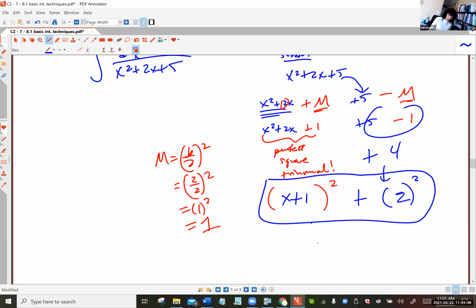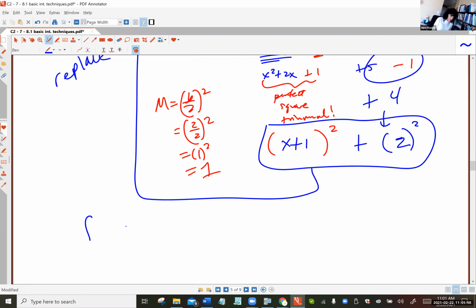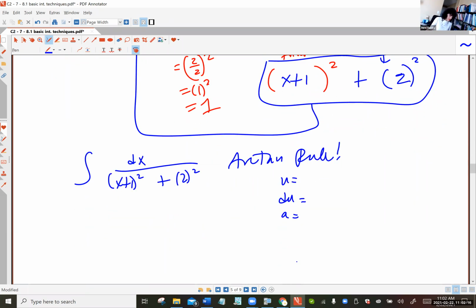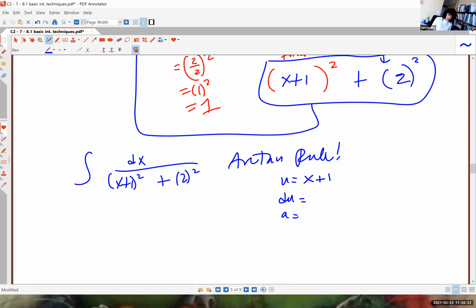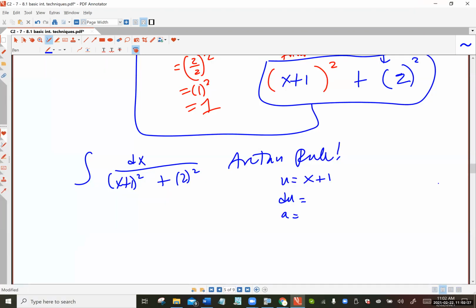So I'm going to replace this denominator with its equivalent, which looks prettier. It's going to be more helpful for me to do the integration. Why? What rule of integration can I use right now? Arctangent. Yep. You got it. So that means you need to tell me the u, the du, and the a. So who's u for this arctan rule? x plus 1. Good. And then who's the du? 1 dx. Yeah, dx, and a is 2. That's true. All true.